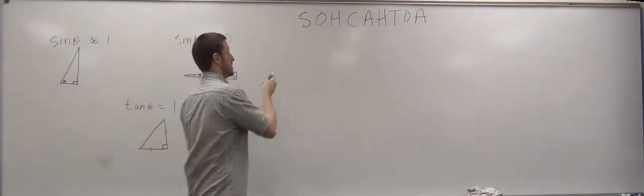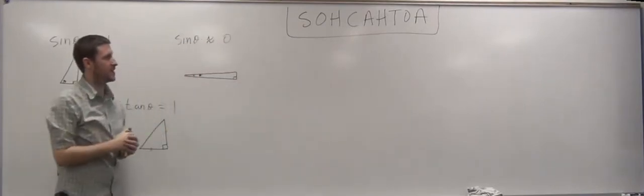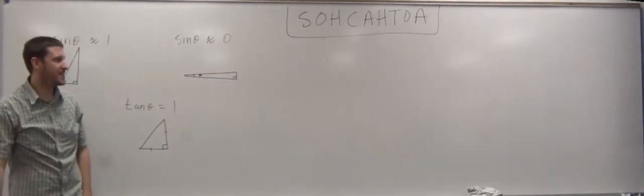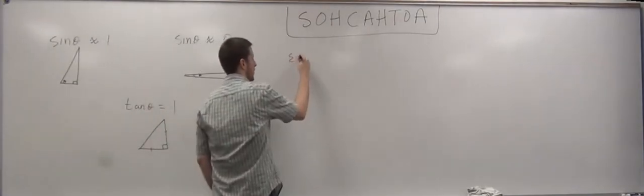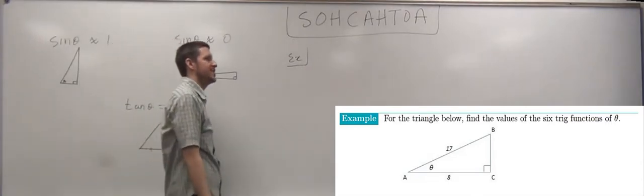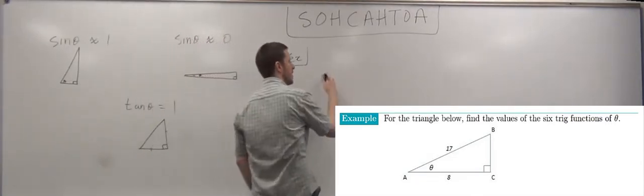I'm going to look this up here because it's so crucial. And that's a life or death statement. So, the next example is of the same type. Okay? But I've given you a little less information. It says for the triangle below, find the values of the 6 trig functions of theta.